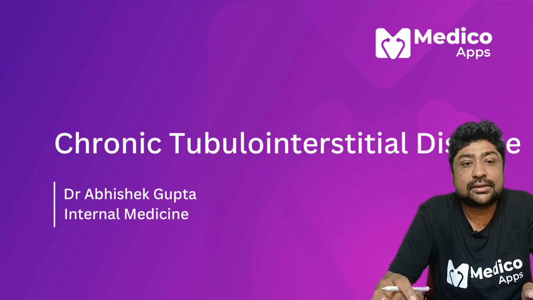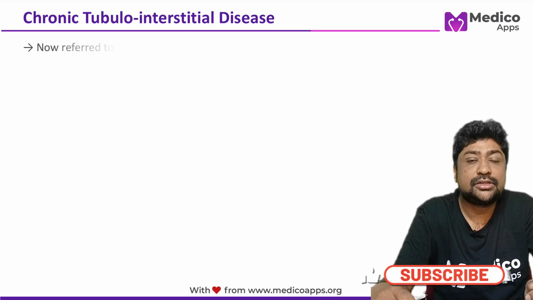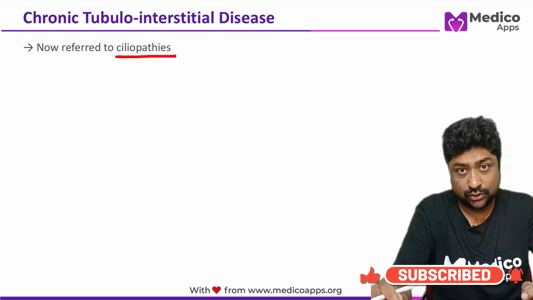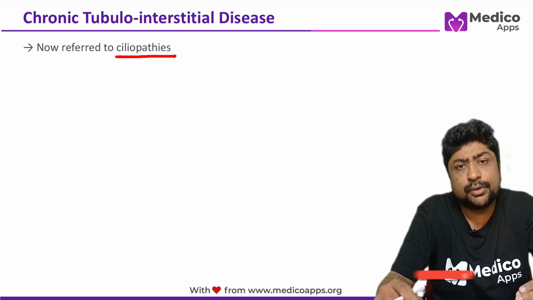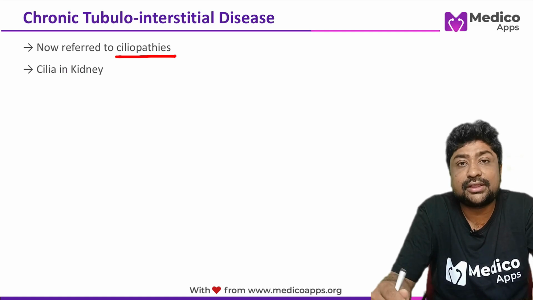In this Medicoapps masterclass, we are going to learn about chronic tubulointerstitial disease. Interestingly, these chronic tubulointerstitial diseases are also referred to as ciliopathies. Why? Because there is a defect in the cilia of the kidney. So the next question comes, where are these cilia found?